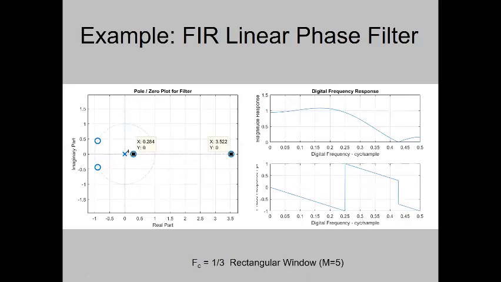Here's an extreme example of one. I have 4 zeros, 2 of them on the unit circle, and one here on the real axis at z equals 0.284. To get a linear phase response, the straight line phase curve, I need another zero out here at 1 over 0.284, which happens to be 3.522.